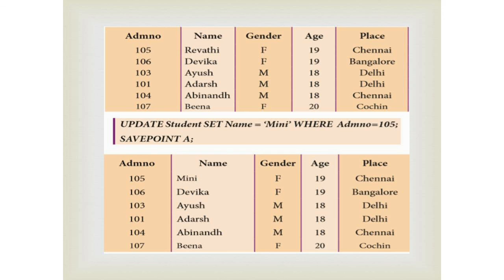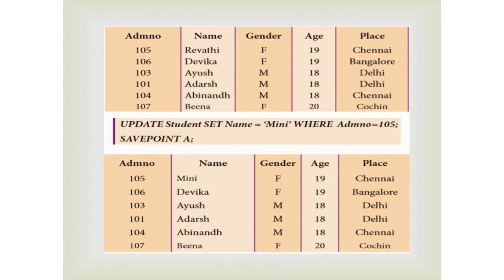Look at the table: admission number, name, gender, age, place is there. Records from 102, 105 till 107 are there. Now you are going to update. You are going to make some changes in the already existing data. For that you are using the update command. Update student, the table name, set. You are going to change by using the set keyword. What you are going to change?